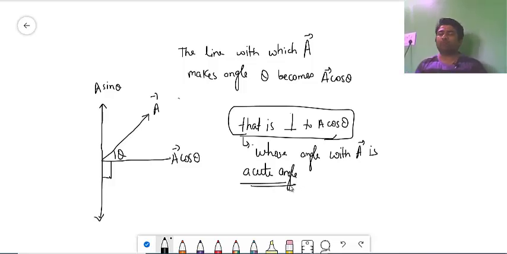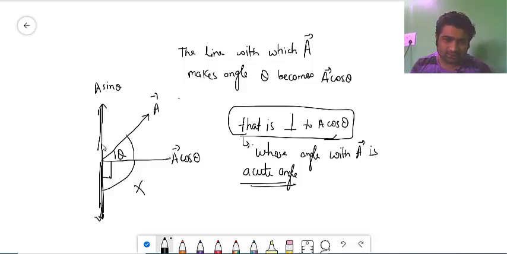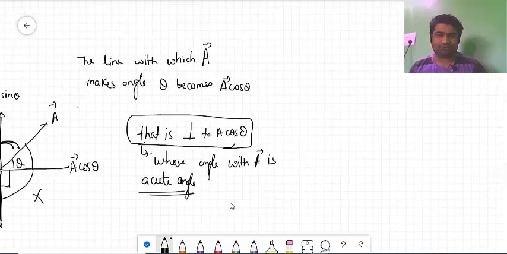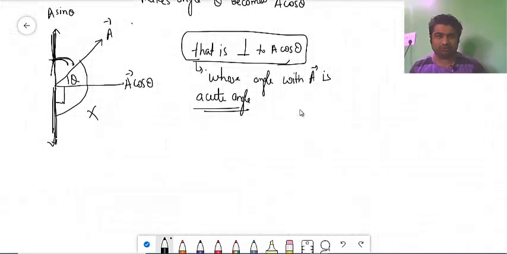Acute angle is what? In mathematics you have learned, acute angle is that angle which is less than 90 degrees. So if you take this line, then the angle between A and this line is more than 90 degrees. That simply means you cannot take this one. But if you take this line, the angle between A and this one is less than 90 degrees. That means you have to select this one. Okay, I hope there is some kind of confusion, so let us clear that also. How? Let's see.